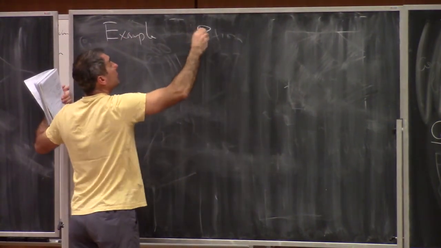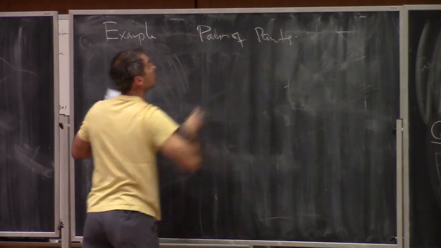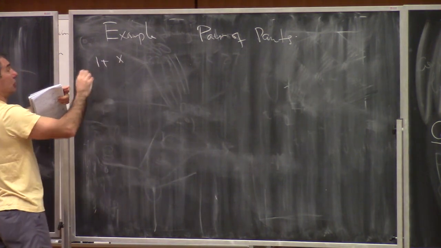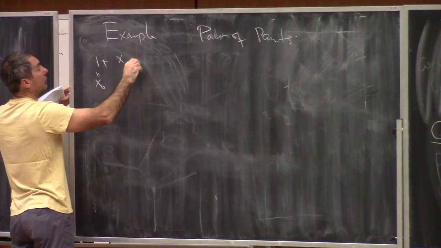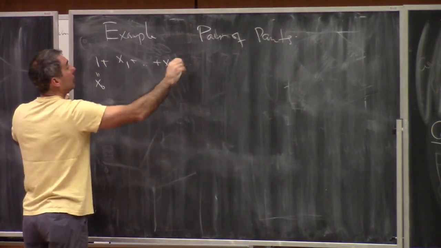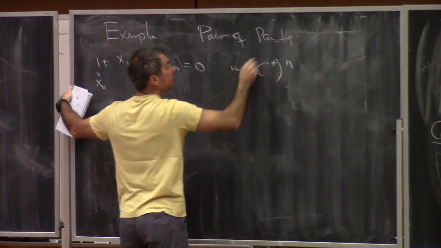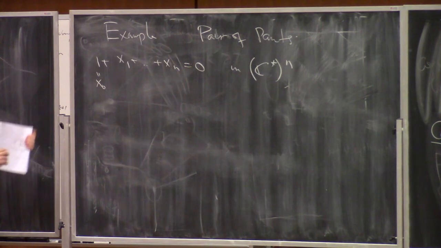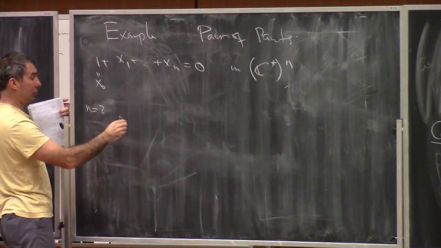It's a pair of pens. So what's a pair of pens? My one is actually going to be x0, x1 plus xn equals 0. So n equals 2. That's the only thing that we can draw.